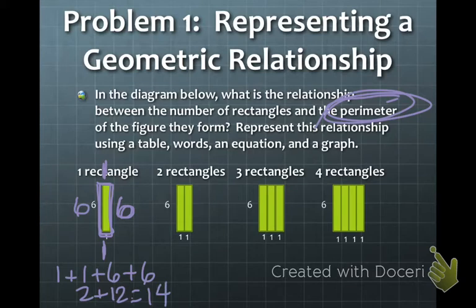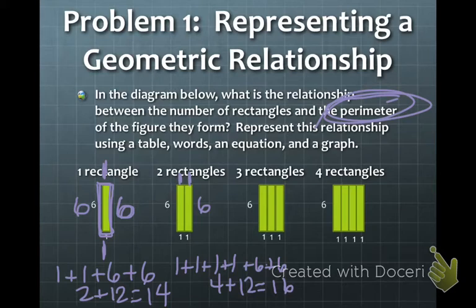Okay, let's look at the second one. When we have two rectangles, we have a 6 here, we also have a 6 here, we have a 1 here and a 1 here. So 1 plus 1 plus 1 plus 1 plus 6 plus 6. So we get 4 plus 12, which is 16.